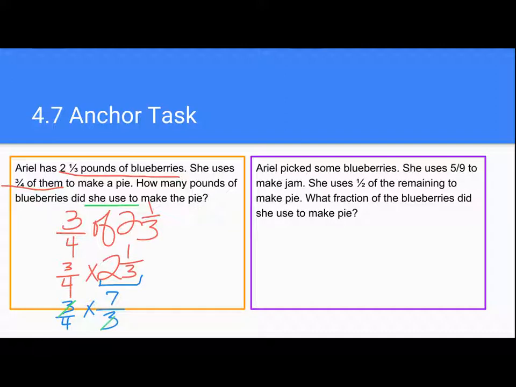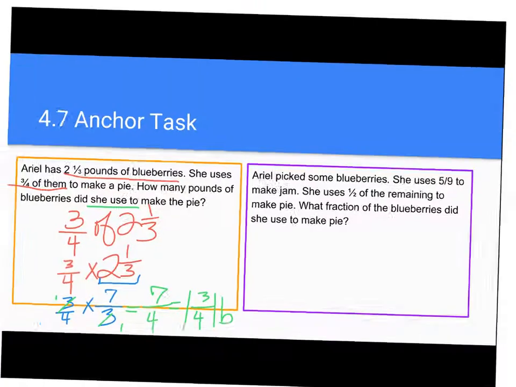3 and 3, if we divide them both by 3, we get 1, and now when we solve it, it'll be super easy. 1 times 7 is 7, 4 times 1 is 4, and it looks like she uses 1 3/4 pounds of blueberries. If I wanted to represent this with a bar model, I'll just shrink.